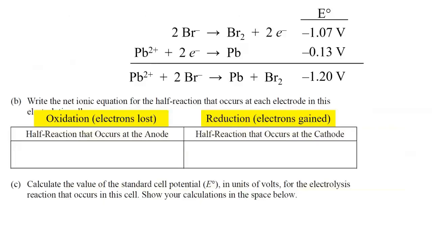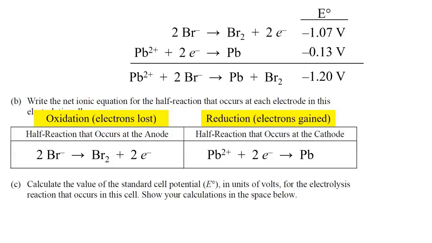So back to part B of this question, we know that oxidation occurs at the anode, and we know that oxidation involves the loss of electrons. So the half reaction that involves the loss of electrons would be 2 bromide ions, so Br minus, being converted into a molecule of Br2, and you can see that electrons are lost in that half reaction. And then the transformation of lead ions into atoms of lead, that involves the gain of electrons. So reduction, in which electrons are gained, happens at the cathode. Oxidation, in which electrons are lost, happens at the anode.